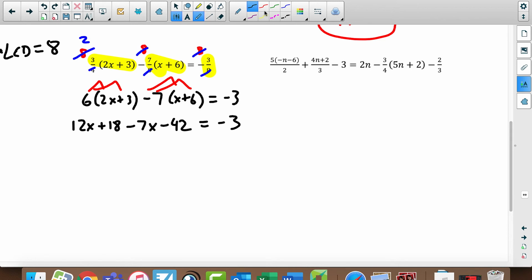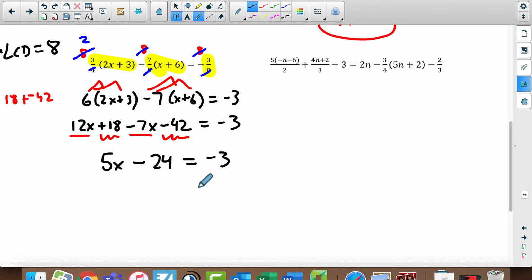Do you have like terms? Absolutely. You have 12x and negative 7x. 12x take away 7x is 5x. And you also have 18 take away 42. Ooh, that's not easy. 18 take away 42 is the same as 18 plus negative 42. You definitely have more negatives. And how much more is 42 than 18? It's 24 more. I know that was a tough one. That equals negative 3. Again, we don't have variables on both sides.